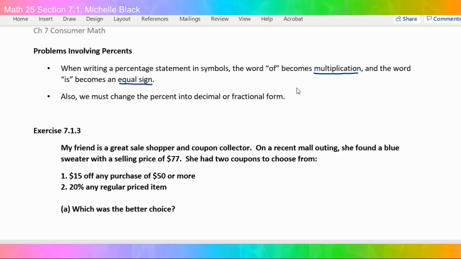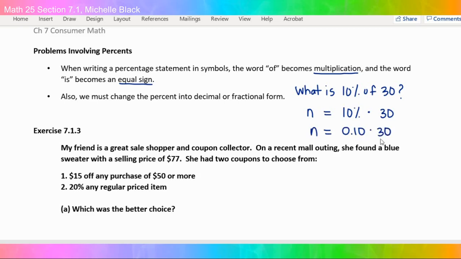So for example, if you were asked, what is 10% of 30? Anytime you see the word "what," this is going to be your variable. So I'm going to write n. "Is" becomes an equal sign. 10% "of" becomes multiplication. And anytime you have a number, you just bring it down. So I can figure out what 10% of 30 is if I just multiply 0.10 times 30.